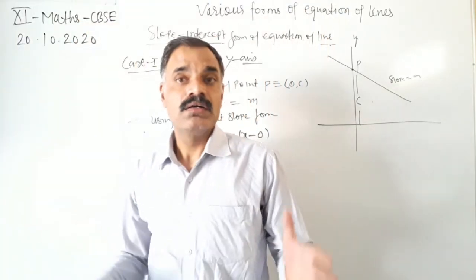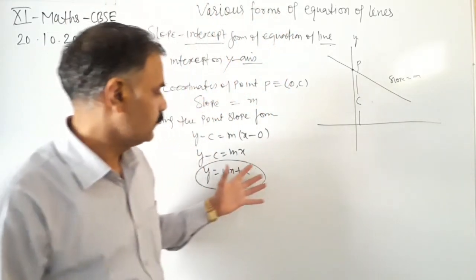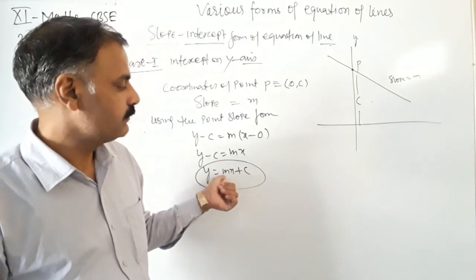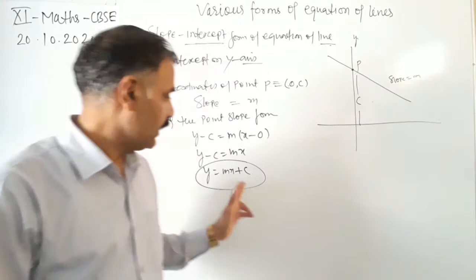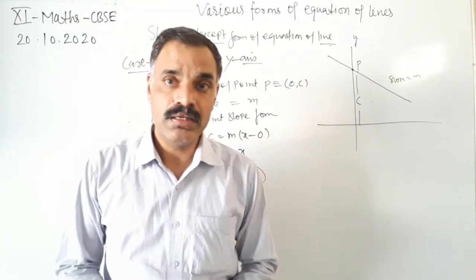This is the equation of the line having the slope m and c as intercept on y-axis. Okay, m is the slope, c is the intercept on the y-axis.